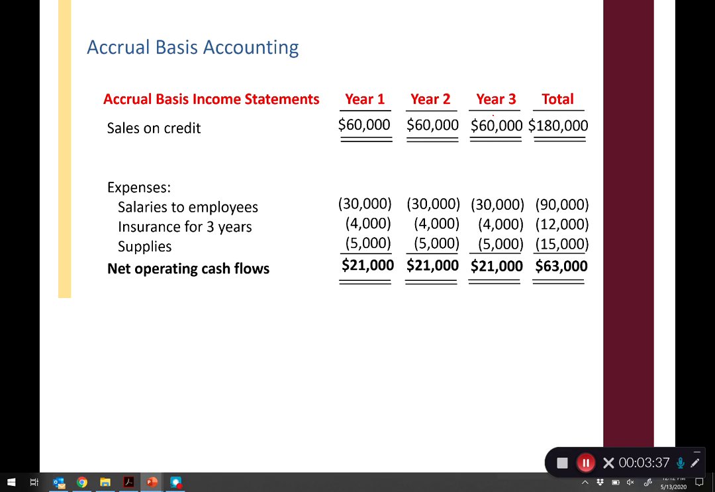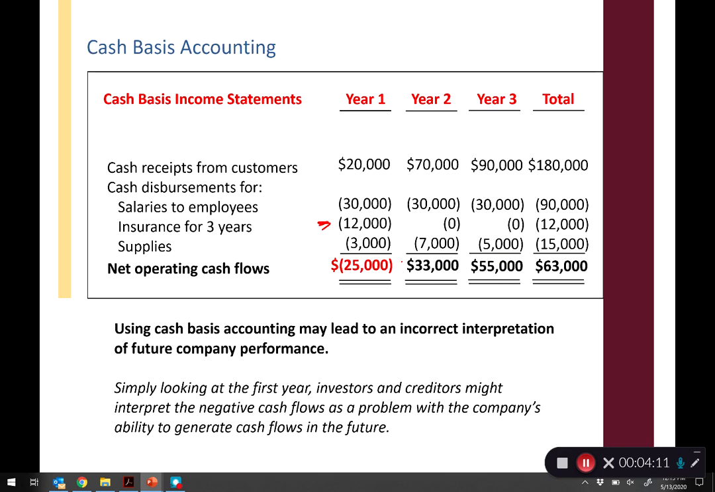The employees' salaries are the same. We pay and use those employees equally each year. But notice the insurance now, I broke it up over 3 years. So the $12,000, though it was paid in year 1, is broken up into 3 different years because we use up 1/3 of it in each year. And then supplies, likewise, I took the $15,000 in supplies and broke it up evenly over the 3 years. The ending result is under accrual basis, this company is earning a profit of $21,000 in each year. So that's a much different picture than what we had before under cash basis.